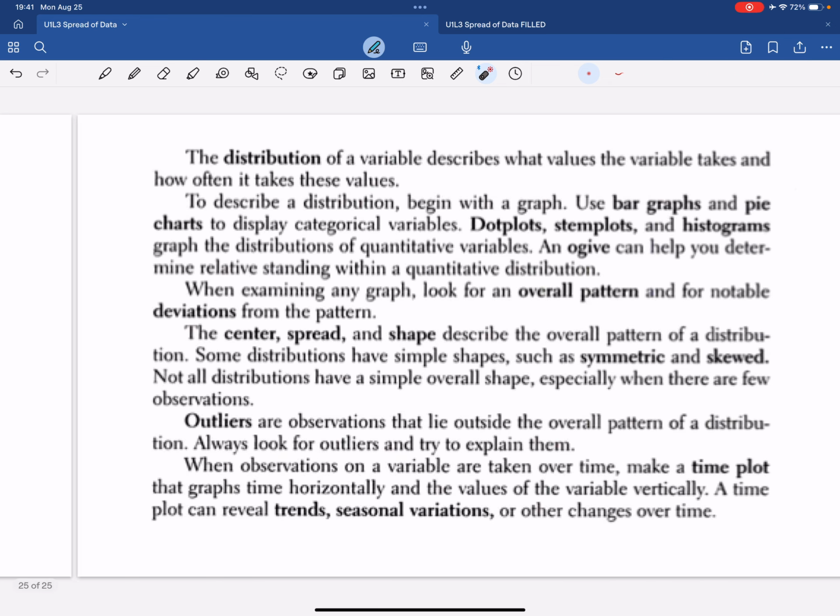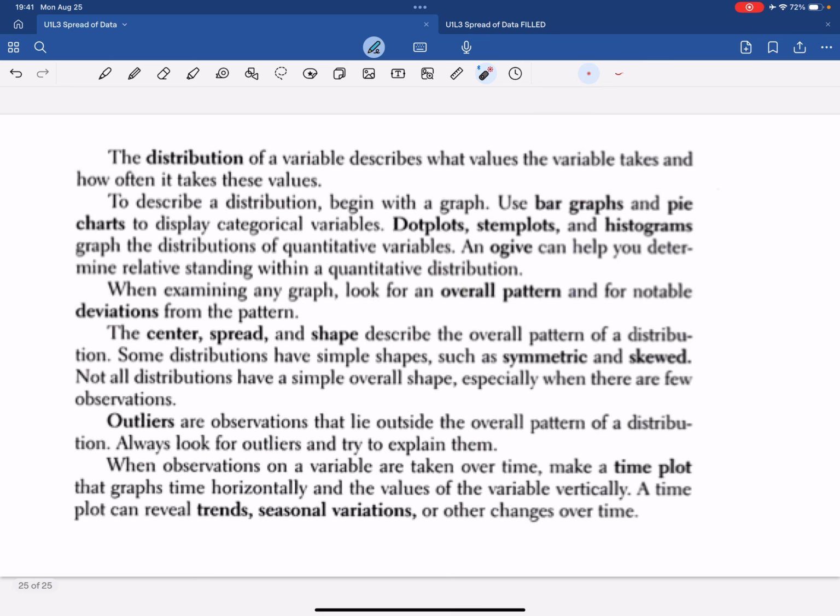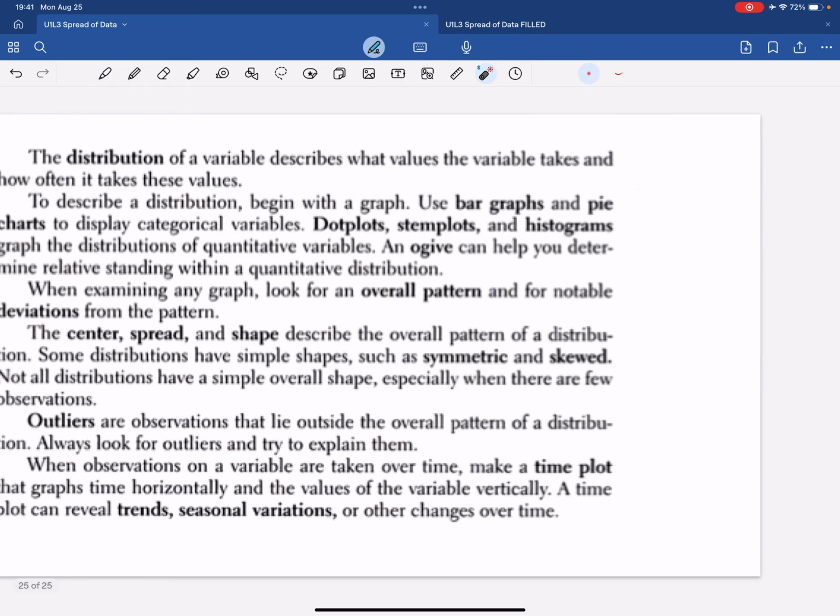Here's a summary of some important stuff. Categorical and quantitative, yeah, we know. Bar graphs, pie charts are categorical, but we're not going to use them as much in this class. So we'll see dot plots, stem plots, histograms. Overall pattern: center, spread, shape. Is it symmetric? Is it skewed right or left, positively or negatively? What are the outliers? These are just the things that we want you to talk about when we see data.